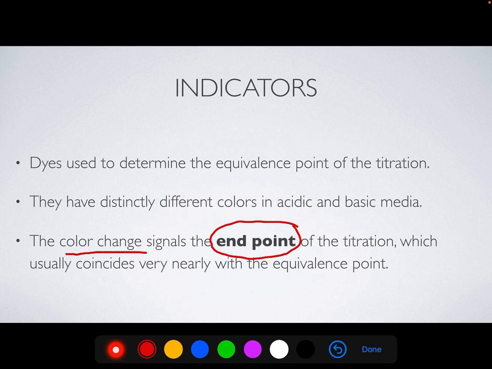So the point where our indicator changes colour is called end point. Cuma kadang-kadang kebetulan end point kita sama dengan equivalence point. Selalunya end point dan equivalent point ni dia tidak begitu jauh berbeza. End point ni selalunya dia berlaku dekat-dekat dengan kita punya equivalent point. Okay, not all indicators change colour at the same pH. So indikator ni pun berbeza-beza endpoint dia. Okay, dia berlaku perubahan warna ni bukan pada pH yang sama.